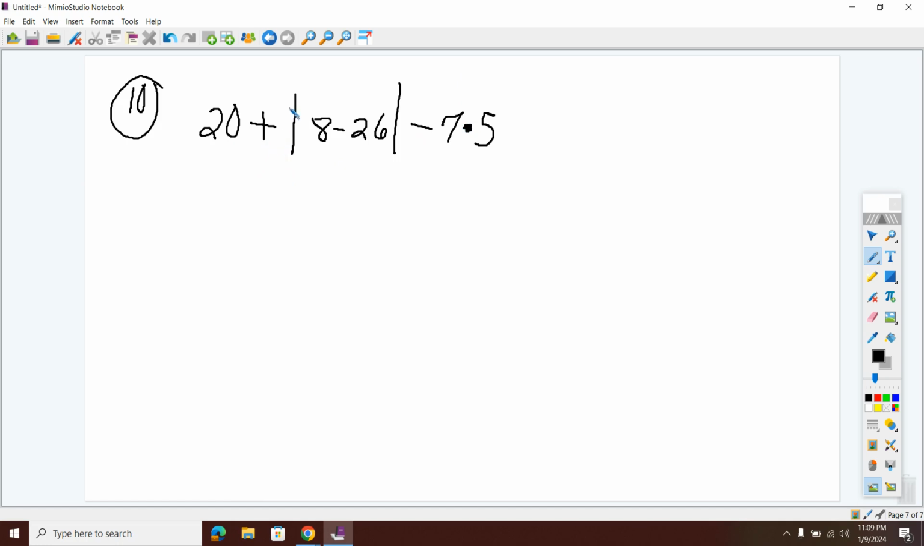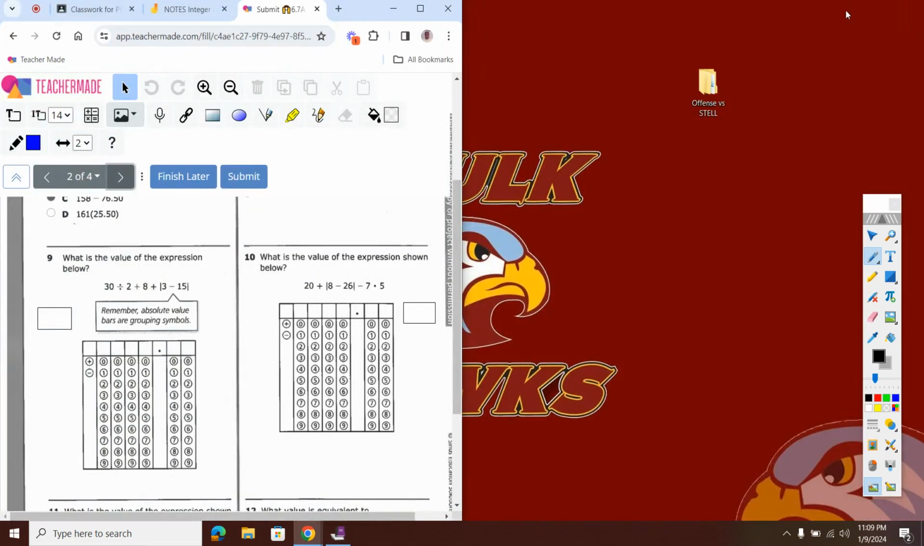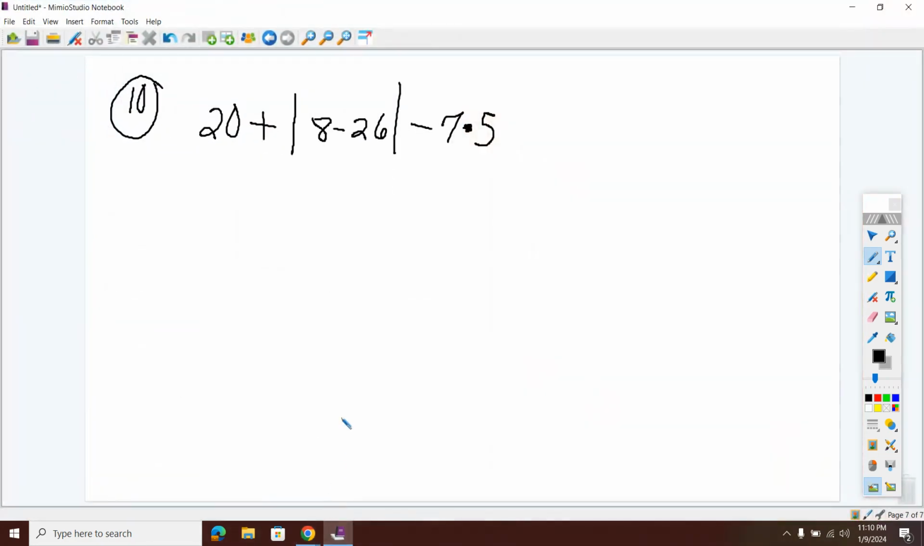We have 20 plus the absolute value of 8 minus 26 minus 7 times 5. Is it 7 times 5 or 7.5? Yeah, 7 times 5. Be careful that you don't put it like a decimal, that it looks like a times. Okay. PEMDAS, parentheses, exponents, multiply or divide, add or subtract. Okay. We don't have parentheses, but this is considered a grouping. So it's like parentheses, but we need to know what this means in math. So obviously this is going to go first, but I have to tell you what that means right now.